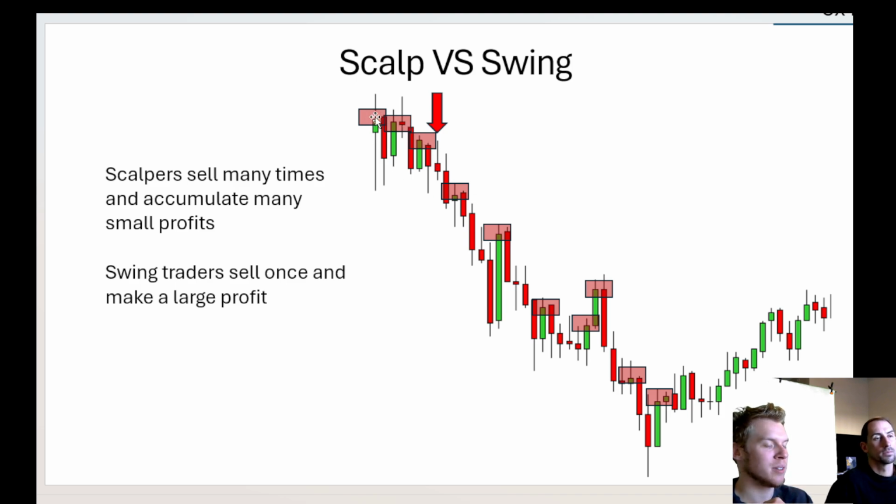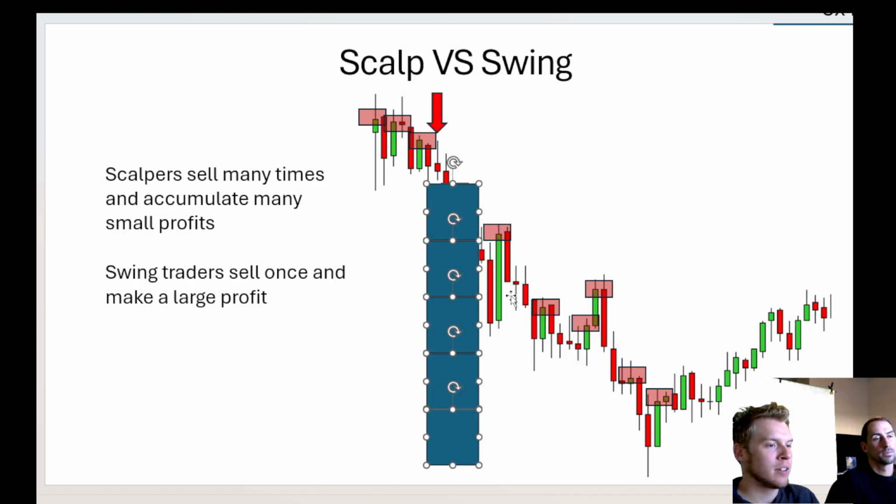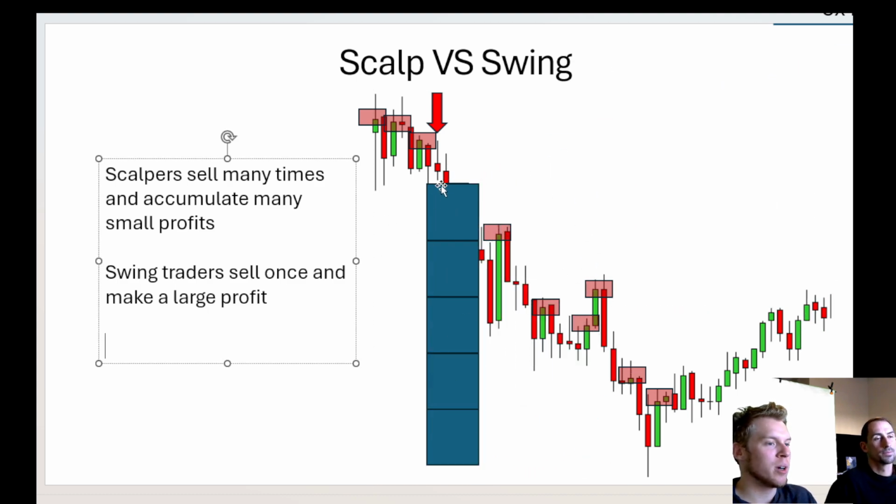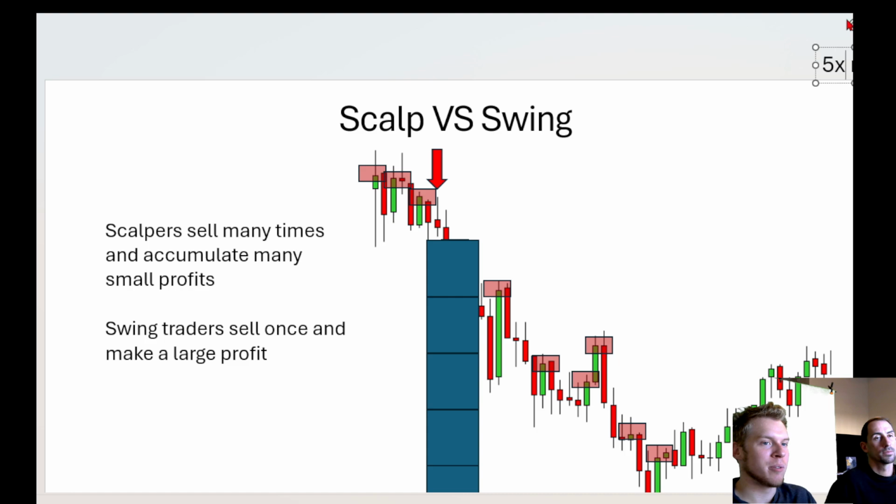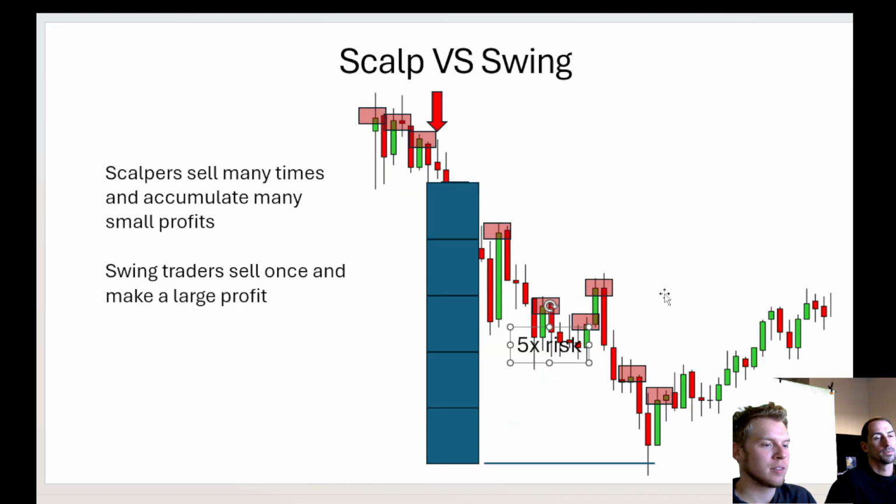So people will sell, and then they'll go for a small profit. And they'll collect all these small profits throughout the day. And at the end of the day, they can say, oh, I made a lot. All of my little small profits added up. So that's different from what a swing trader might do. So a swing trader might sell once here, and then they'll go for like 5 times their risk. So they'll sell once, and then they'll make all this profit at 5 times their risk.